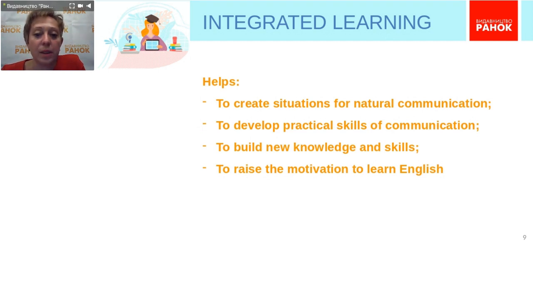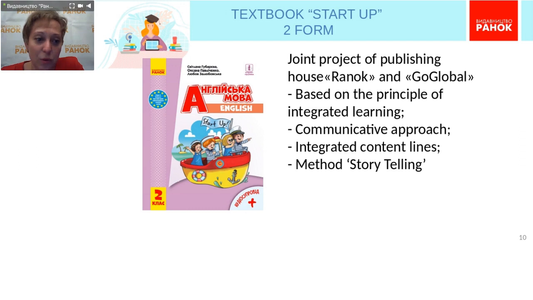And integrated learning helps to build new knowledge and skills, because during interaction, pupils learn more, even more than our textbooks can give them, and even more than teachers can give them. And all these points raise the motivation to learn English. It is interesting for pupils, and in my opinion, it is really very important to keep this interest from the first year of their study up to the time when they are going to leave school.